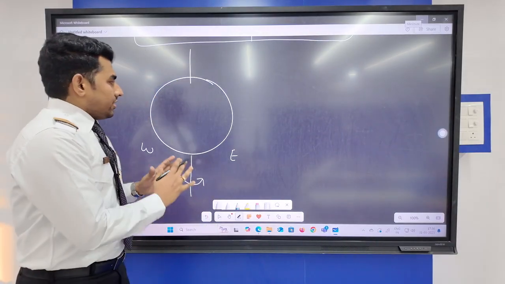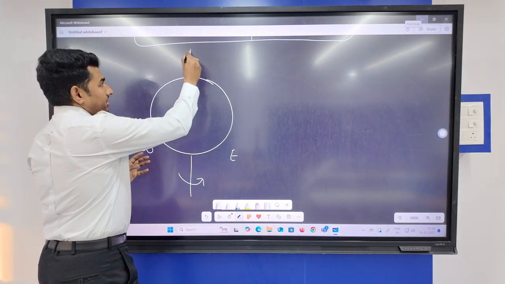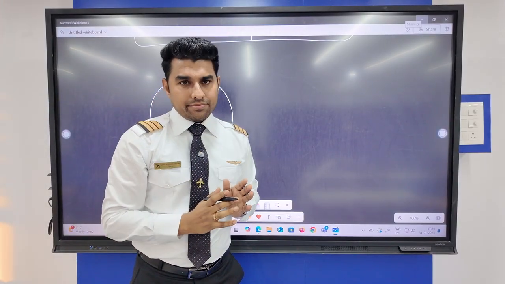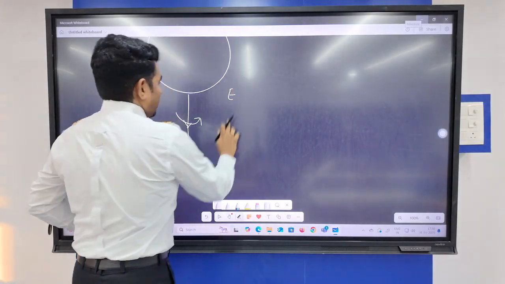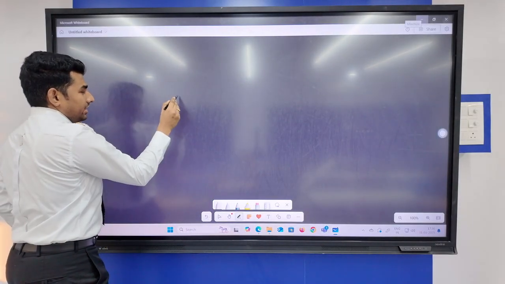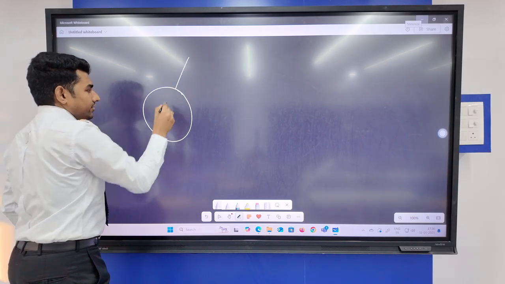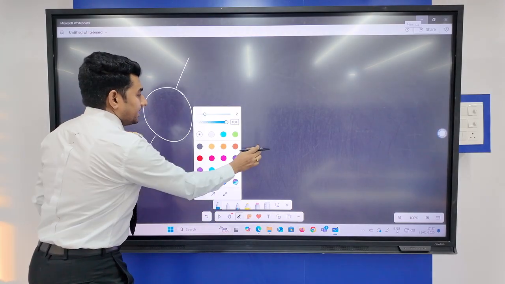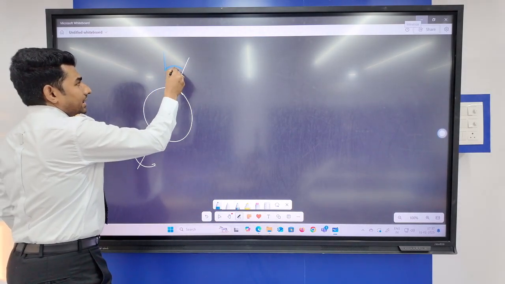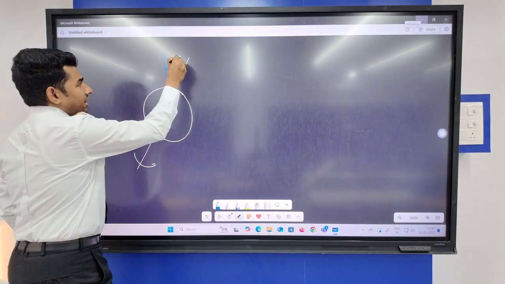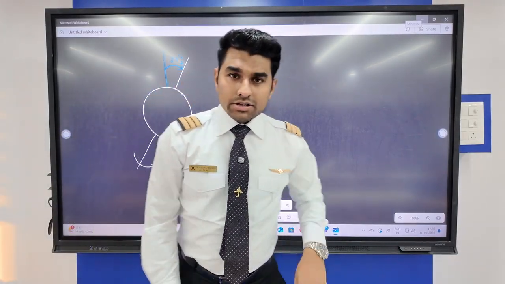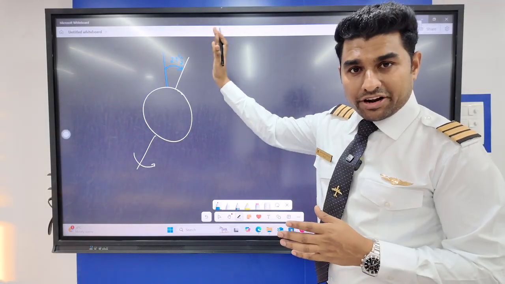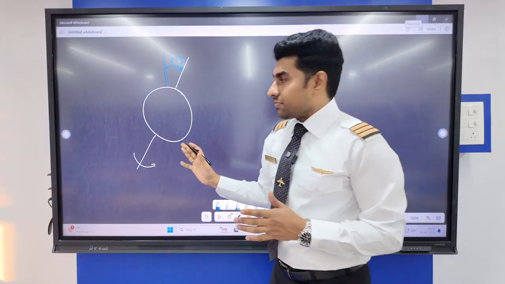So if you see this part, the earth's axis is not exactly vertical. Now let me give an idea what that means. If I say this is the earth and this is your earth's axis, and it has been tilted, it is tilted by approximately 23.5 degrees. Okay, the earth's axis is inclined 23.5 degrees from the north, from the reference you can say, or from the normal you can say, right?